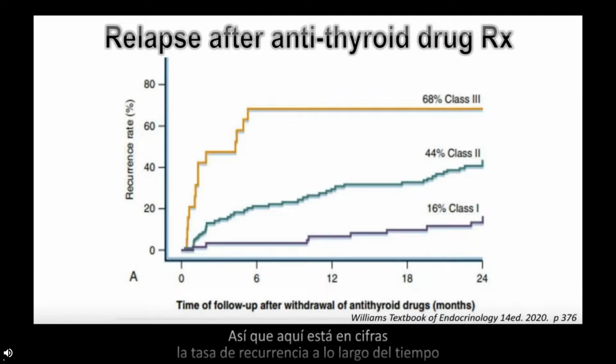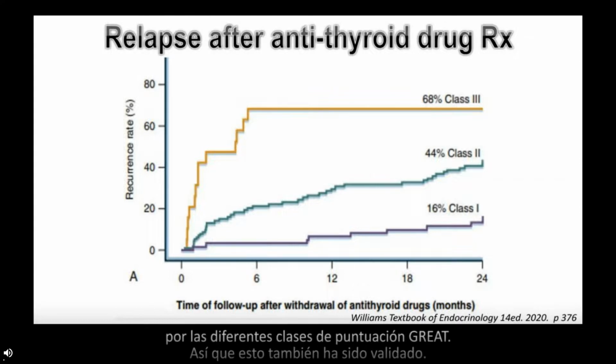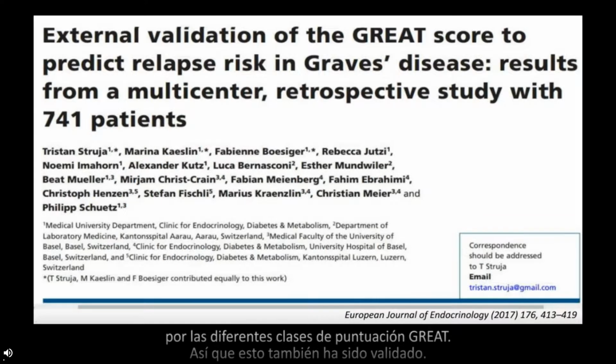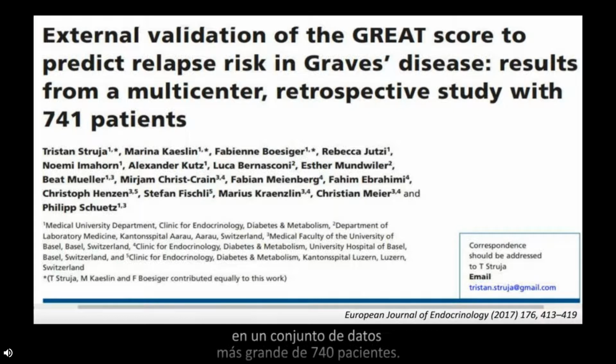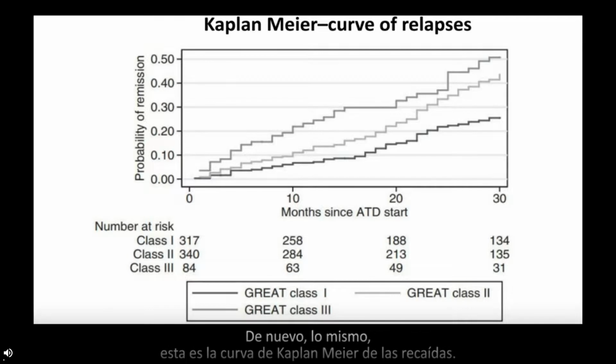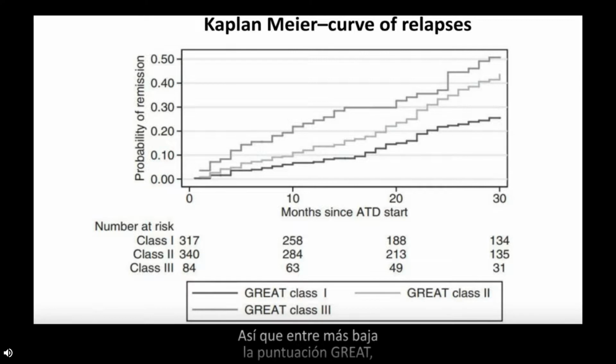And so here is, in figures, the recurrence rate over time by the different classes of grade score. So this has also been validated in a larger data set of 740 patients. Again, the same. This is the Kaplan-Meier curve of relapses. All right. So the lower your grade score class, the probability of remission is much higher.